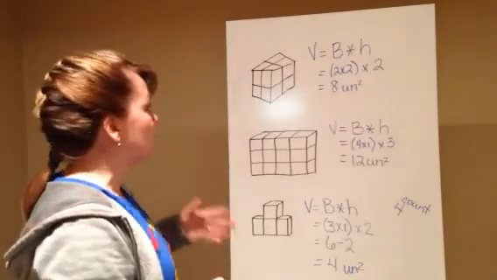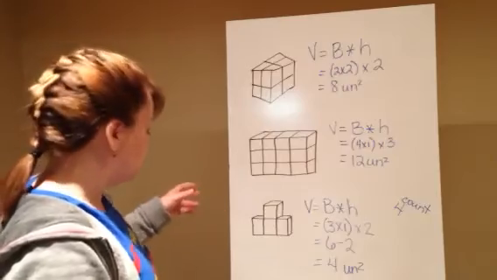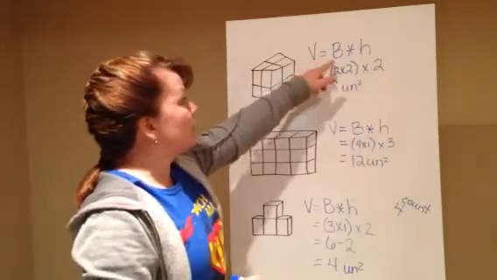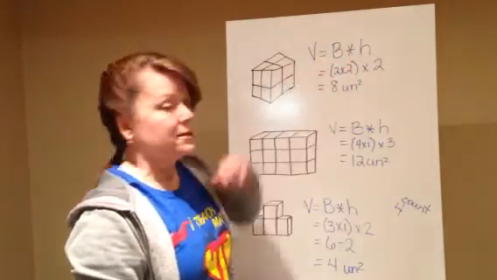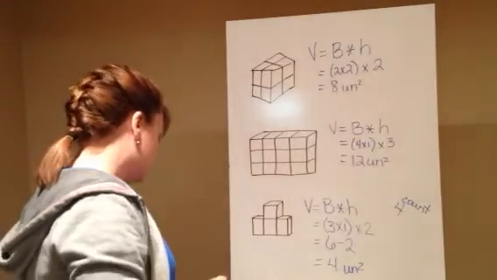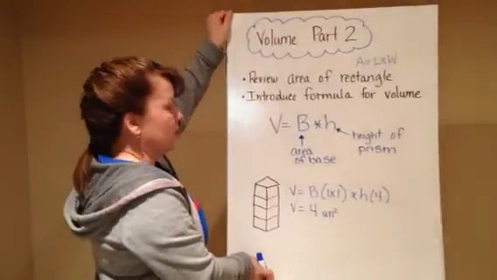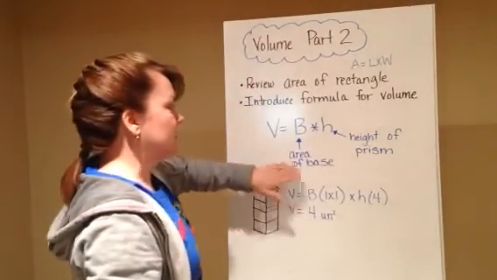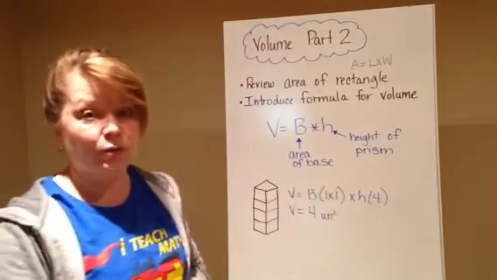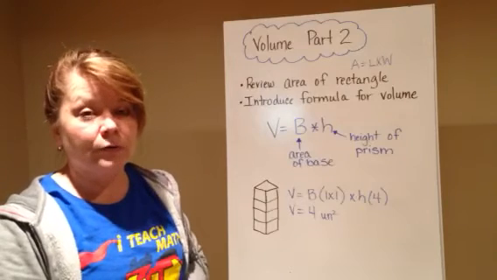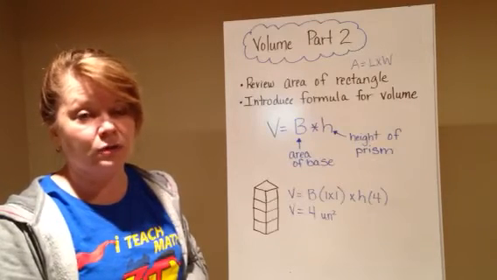Alright, so again, the formula for volume is base times height, and remember that base is the area of the base. Okay, the area of the base times the height of the prism. Okay, so if you remember that, you shouldn't have any problems.